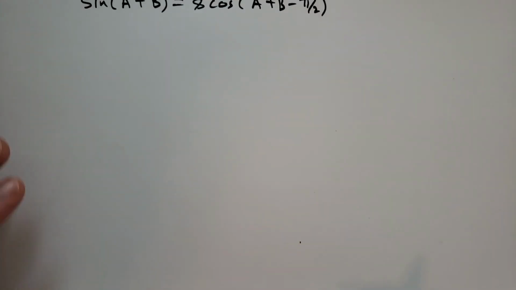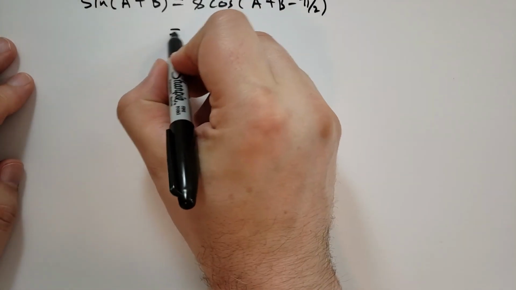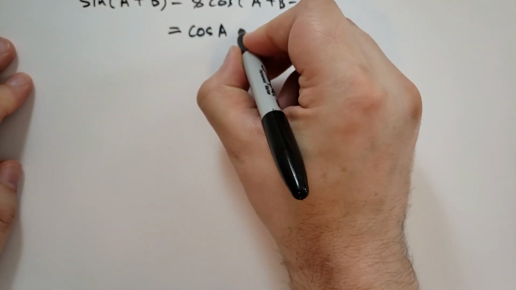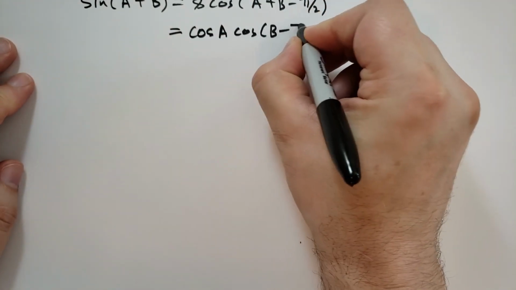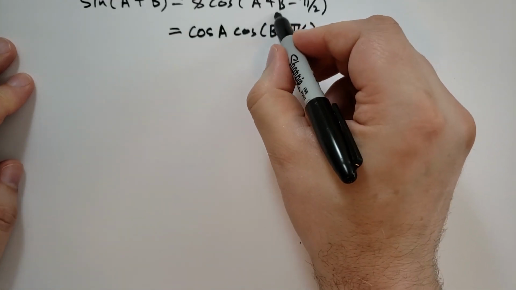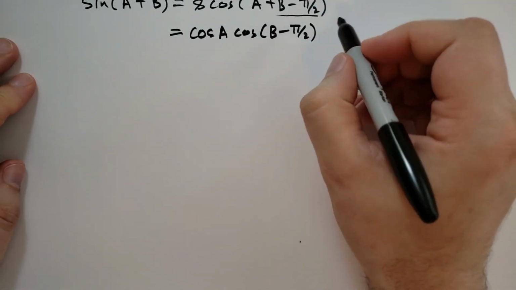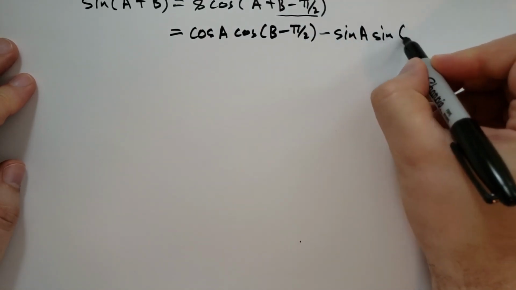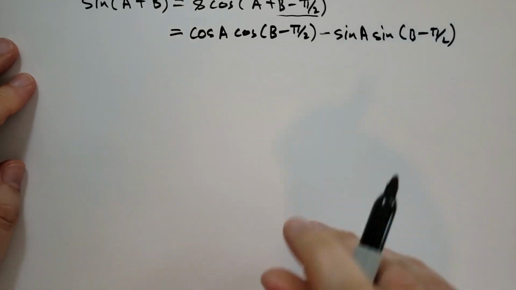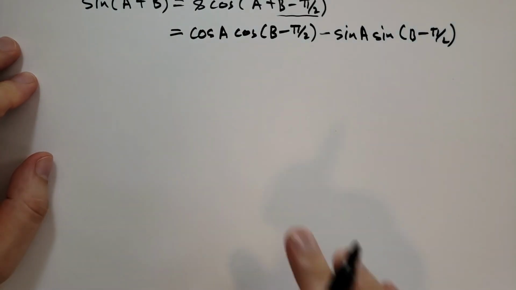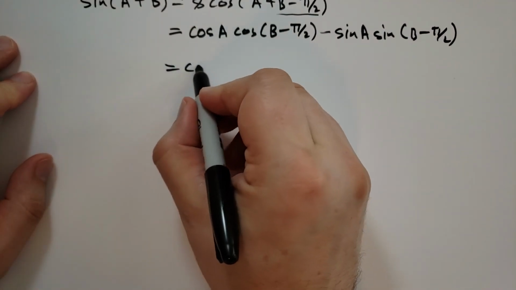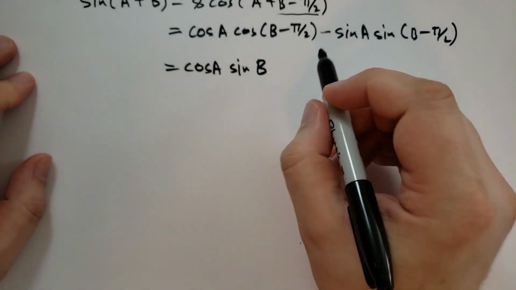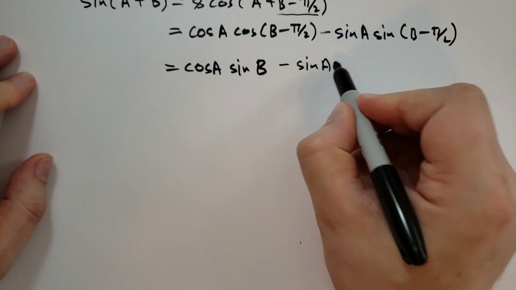Okay? And so what this turns out to be, using the thing we just proved, we get cosine of A times cosine of B minus pi over 2. I just took this as the second thing that we're adding. And we're going to subtract sine of A times sine of B minus pi over 2. Okay. Well, what's cosine of B minus pi over 2? That's just sine of B. Okay. And then we have minus sine of A.